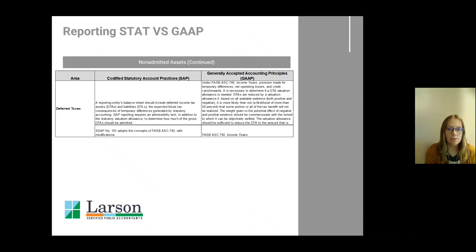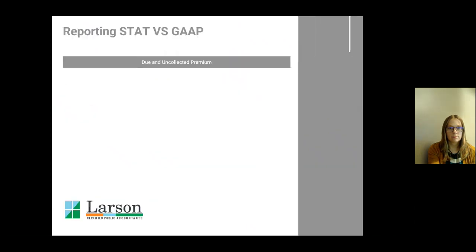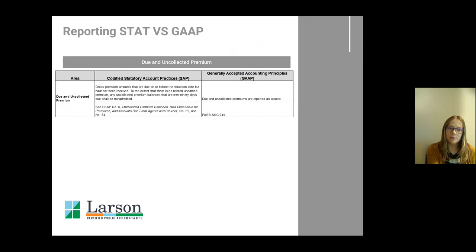Similar to non-admitted assets is deferred taxes. If a DTA gets large enough for stat, you need to go through the calculation of whether a DTA needs to be non-admitted or not. GAAP does not do this. Next is due and uncollected premium. If an insurance company under stat has a receivable that is over 90 days old, it's automatically not admitted. Even if the insurance company thinks they're going to receive the receivable, if it's over 90 days old, it cannot be recorded as a receivable. GAAP does not have that. You can record it as a receivable.